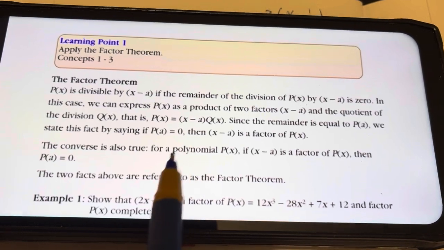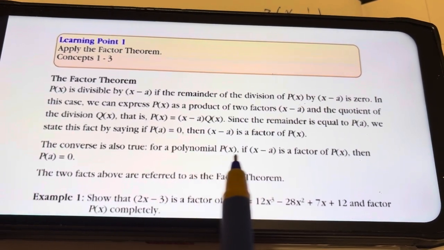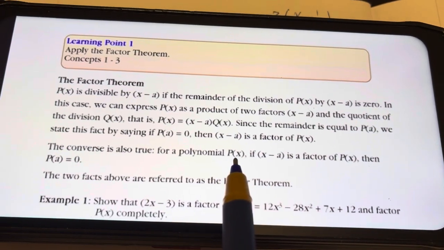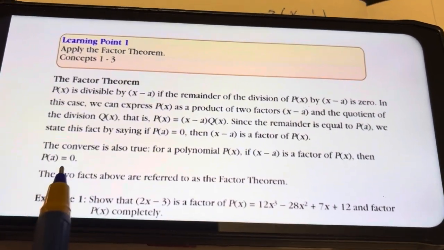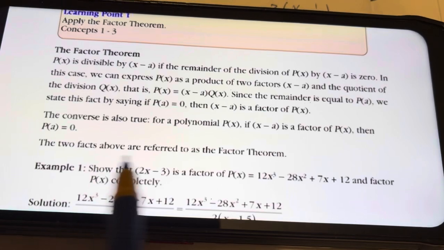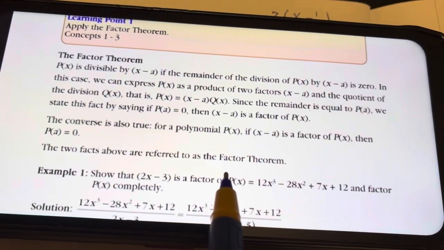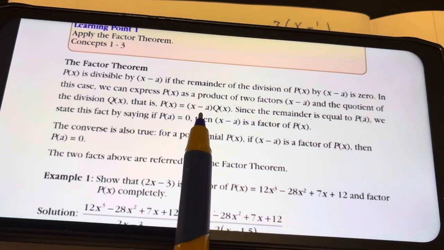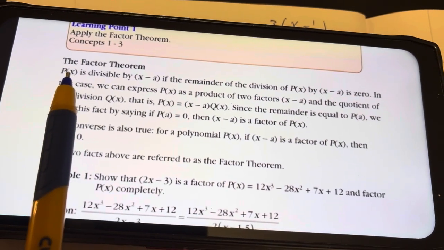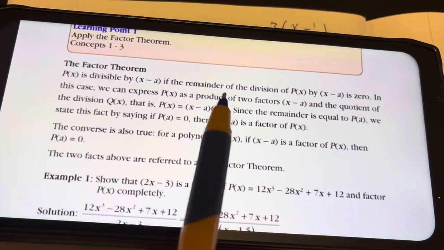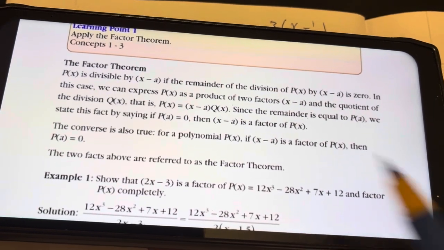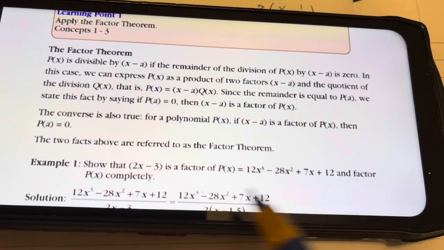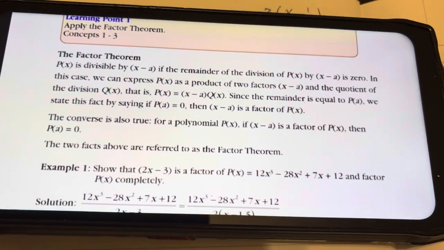So if he told you that for a polynomial p of x, x minus a is a factor, that means if you put a in the equation, you will get 0. These two facts, which are the same thing, he's calling the factor theorem: if you're dividing by x minus a, you put a in the polynomial, you will get 0. That means this is a factor. Or he's already told you that this is a factor, so when you put a, you will get 0. Both are actually the same thing, and they are calling it the factor theorem.